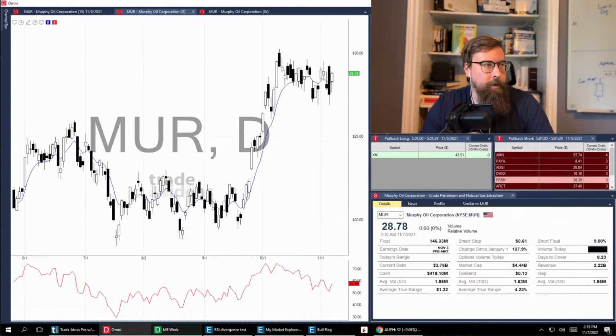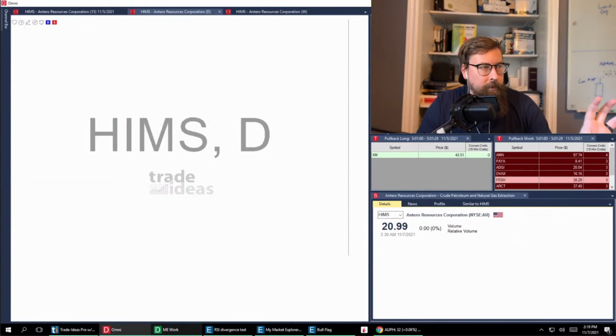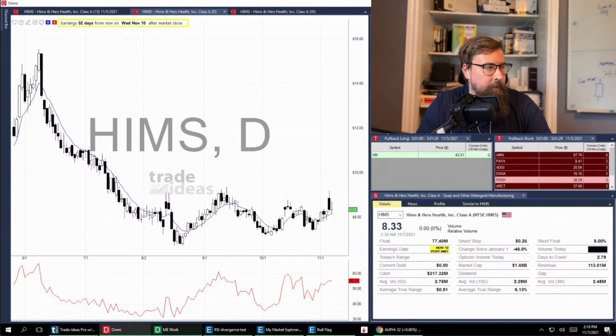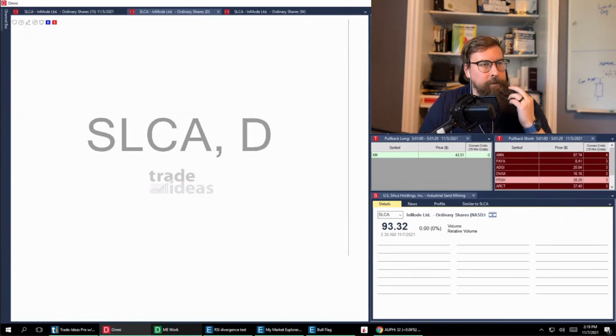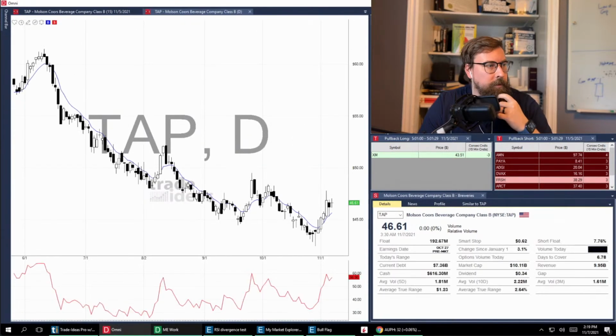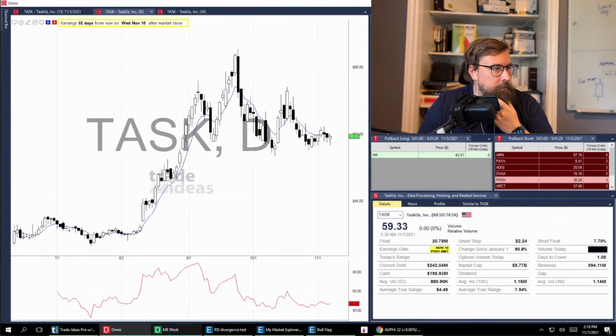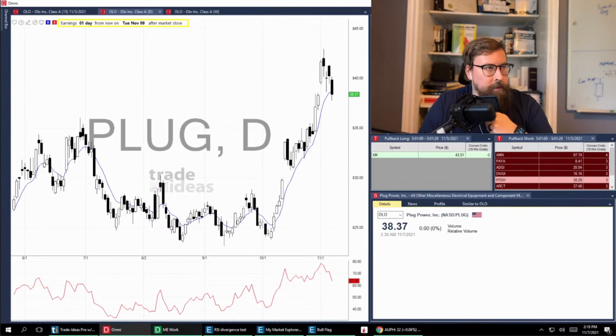Again, not a bottom picker, but if I'm going to buy stuff that's bottoming out, I want to see the RSI divergence or a nice big long base or something to have a level to lean off of. TAX looks good, but it has earnings.